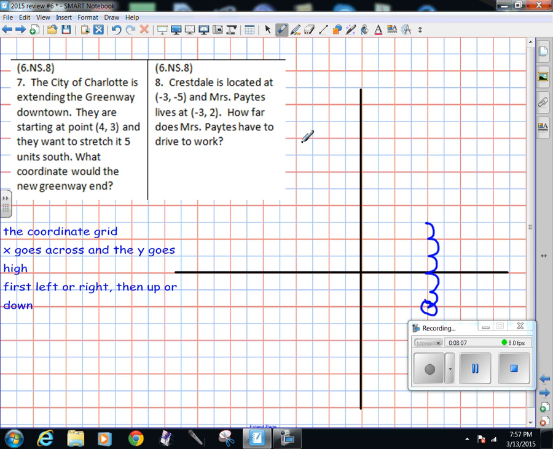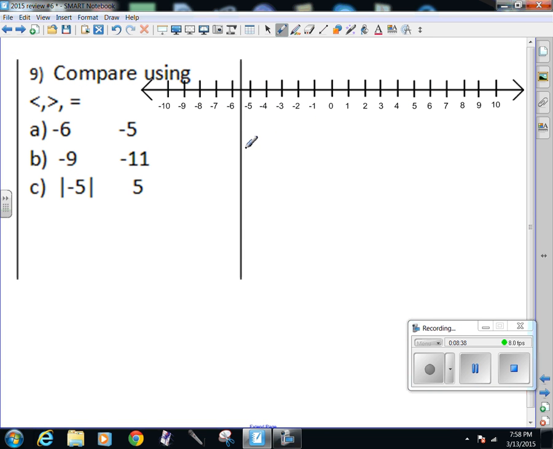I'm going to use the same graph here. And it says that Crestdale is located at -3, -5. So 1, 2, 3, 1, 2, 3, 4, 5. So there's Crestdale. And I live at -3, 2. So 1, 2, 3, 1, 2. The question is, how far apart are these 2 points? So remember, you're counting your loops like that, and you want to figure out how far apart they are.